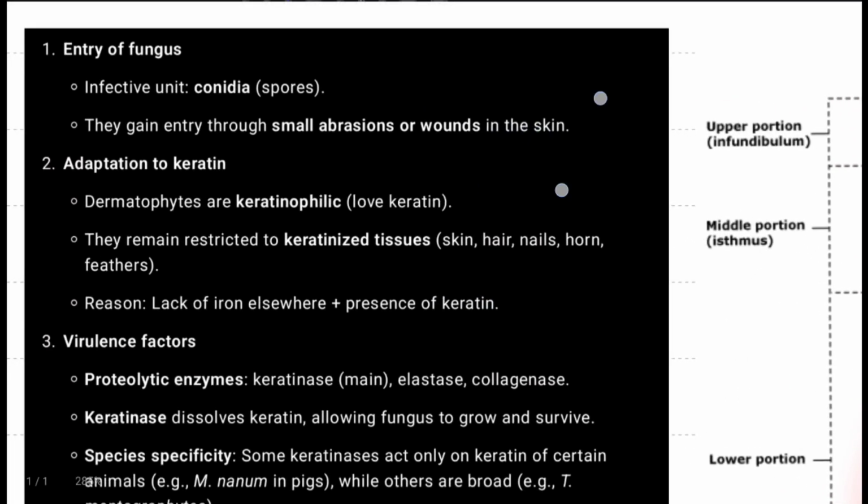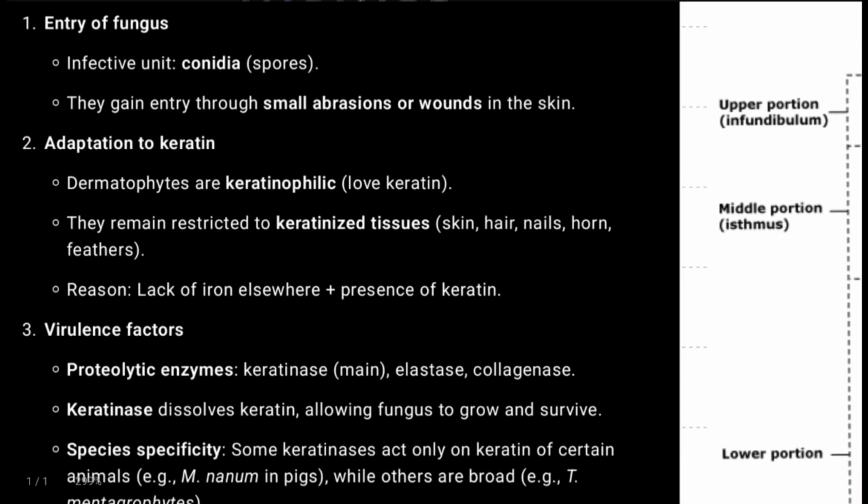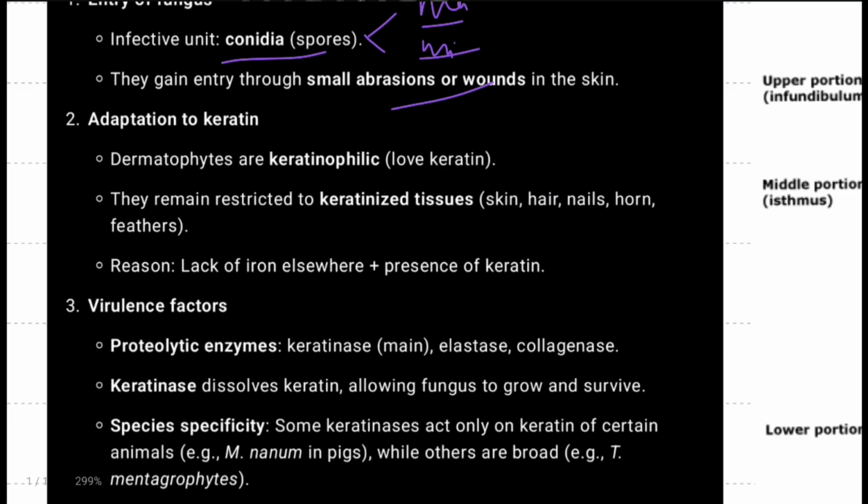As you all know, the dermatophytes produce different spores, and among them a main spore produced by the dermatophytes is the conidia. Again, these conidia, based on their size and the number of cells present in the spores, are classified as macroconidia and microconidia. These spores gain entry through small abrasions or wounds on the skin. A very important feature of the dermatophytes is their capacity to adapt to keratin protein. So dermatophytes are called keratinophilic. This is due to their affinity towards the keratin-rich tissues of the body, such as skin, hair, nails, horn and feathers. So these dermatophytes largely remain restricted to keratinized tissues of the body.